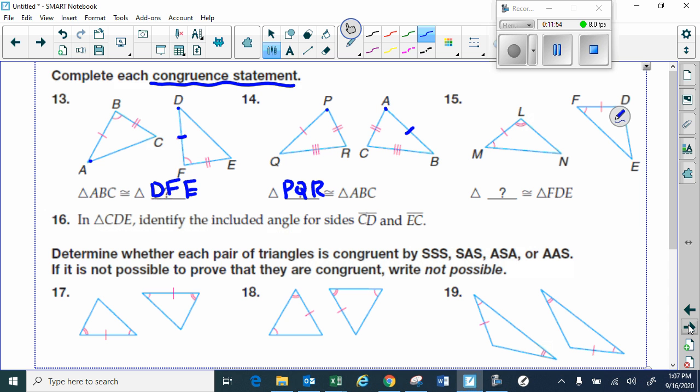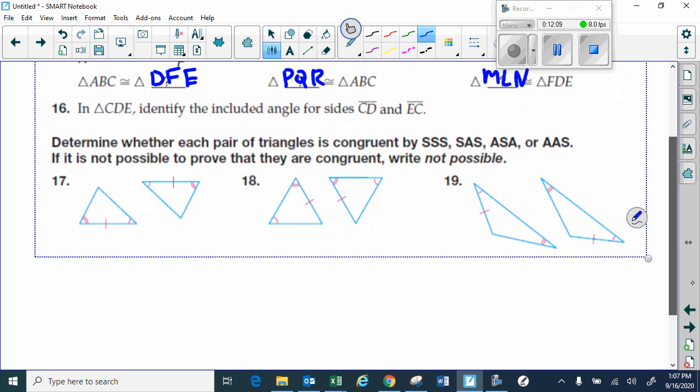Next, we have ASA here. Okay, so we're matching up FDE. F has one single mark, M has one single mark. D has two arcs, L has two arcs, and therefore it's N for the last one. Okay, those are called congruent statements.